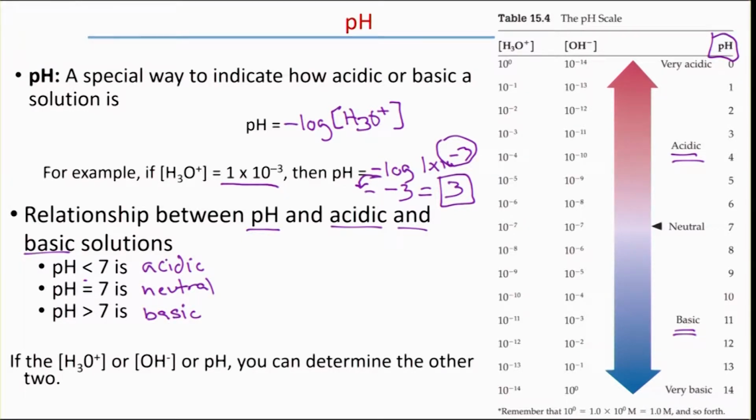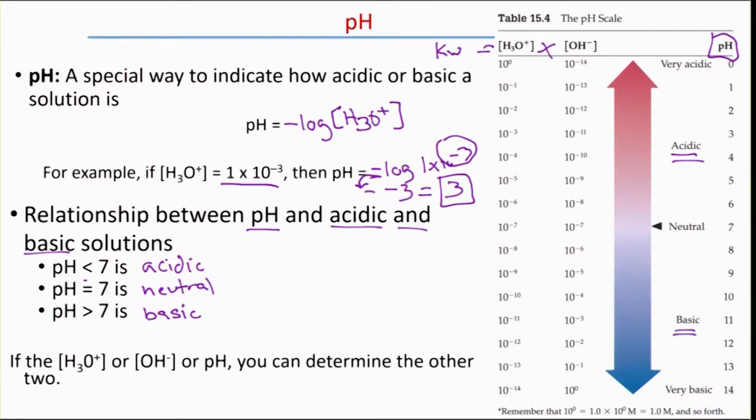All right, there is a relationship between how all this works, and you should be able to recognize that whenever you multiply the hydronium times hydroxide together, you get the Kw, or 1 times 10 to the negative 14.